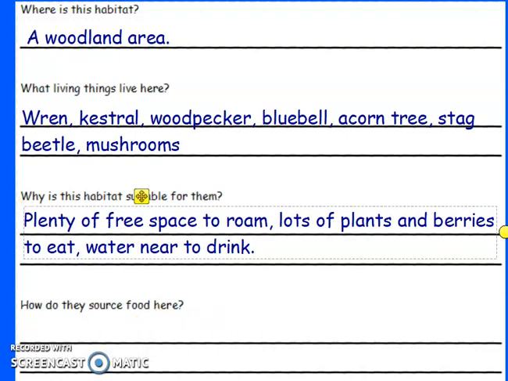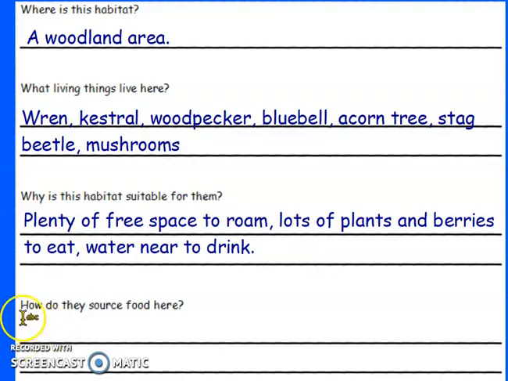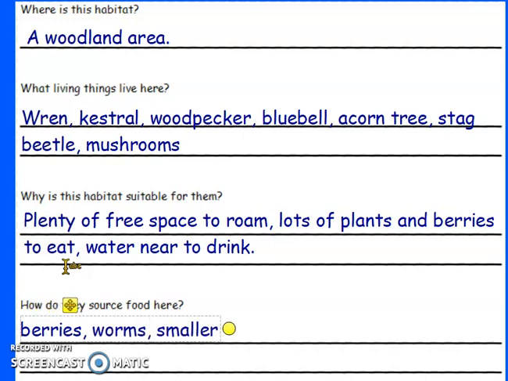How do they source their food here? So I'm going to go to the kestrel here, which is a bigger bird. What do you think a kestrel eats? It's quite high up on the food chain. It's quite a big bird that is often a predator. So a kestrel would eat things like berries and worms, like smaller birds, but it would also eat smaller birds and mice.